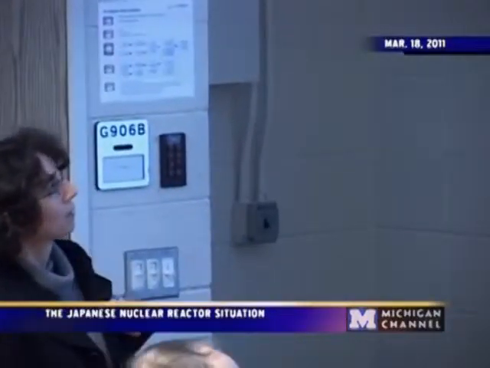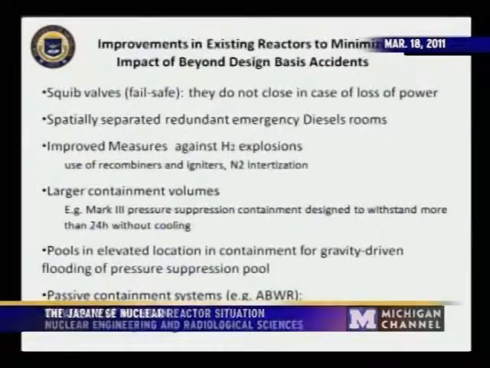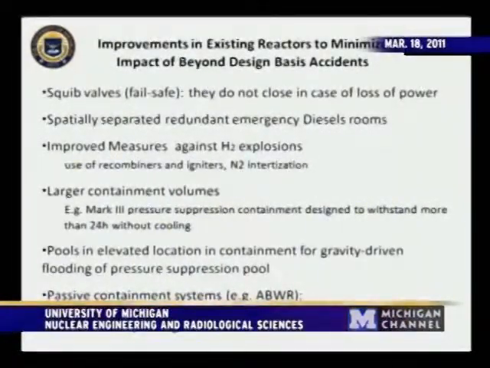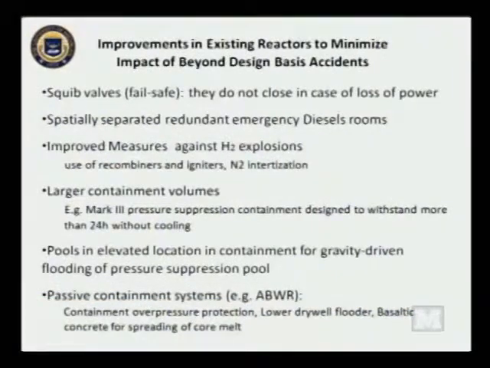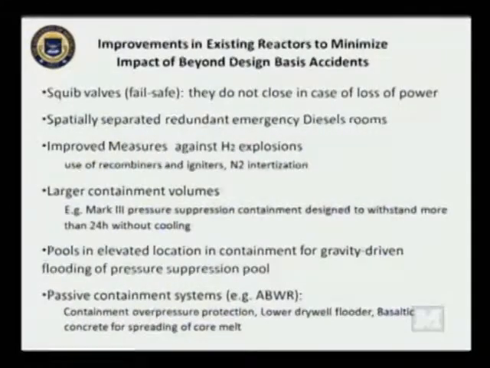Okay, what I would like to talk about is the improvements in existing reactors that have already been done to minimize the impact of so-called beyond design basis accidents or severe accidents, actually what happened in Fukushima. So first of all, in many reactors there are squib valves, so-called fail-safe valves, which have been installed, for example, on the RPV steam line, because what happened in Fukushima is that once the accident took place, the safety relief valve went open so that you could depressurize the reactor pressure vessel.